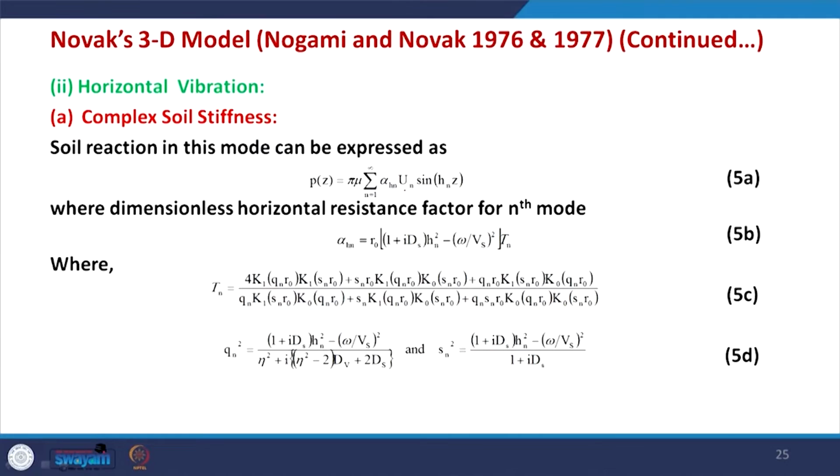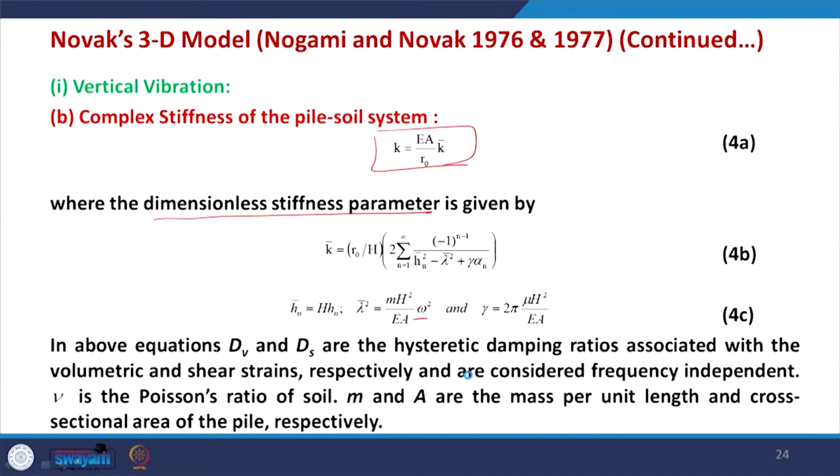The same thing has been extended for horizontal vibration, where the equations become a bit longer than before. This is a similar equation to what we discussed earlier, and the only difference is that now you have this U_n, that is the amplitude for horizontal vibration. Alpha H_n is given from this relation, where T_n is again given from this long equation, in which Q_n and S_n are coming in. There is one basic difference here.